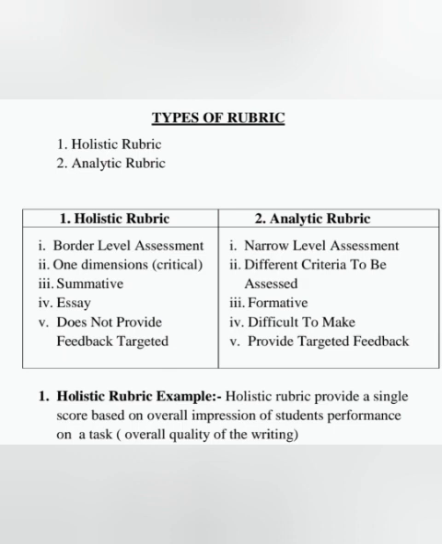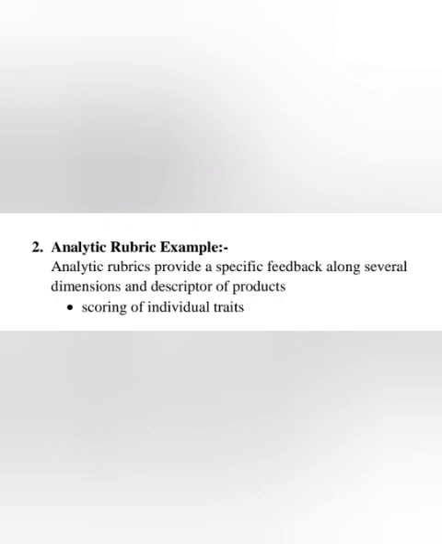2. Analytic rubric. Narrow level assessment. Different criteria to be assessed. Formative. Difficult to make. Provide targeted feedback. Analytic rubric example. Analytic rubrics provide specific feedback along several dimensions and descriptors of products. Scoring of individual traits.